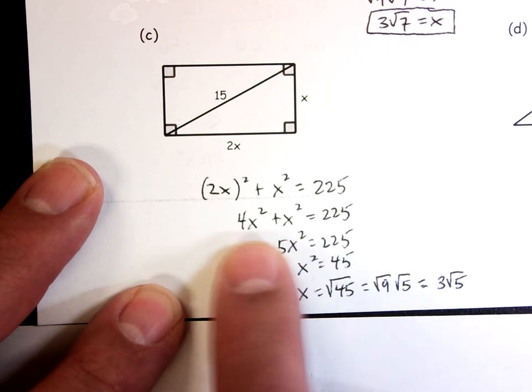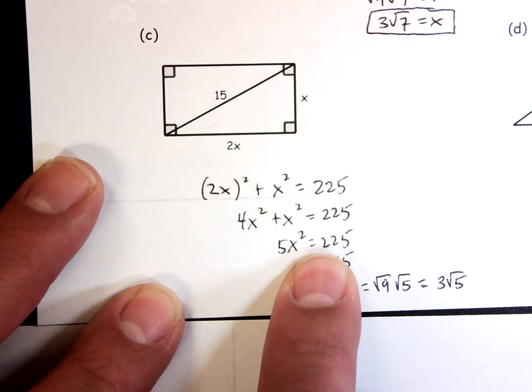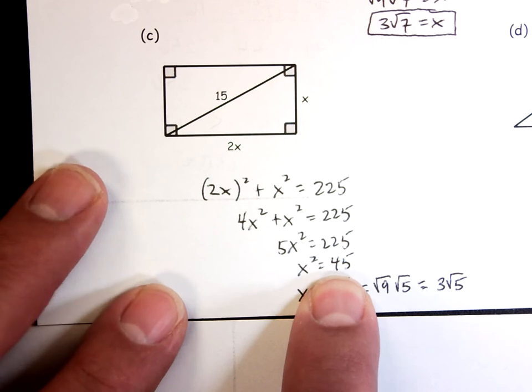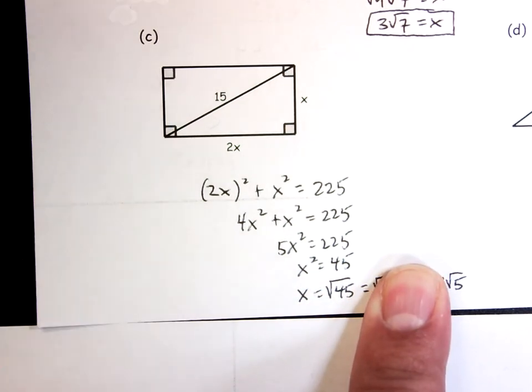Well, 4x squared plus x squared is 5x squared, and I still have the 225. Divide both sides by 5, and I get x squared is equal to 45. Square root both sides, and I get x is equal to the square root of 45. Again, I have to be able to simplify this. I see this one again.